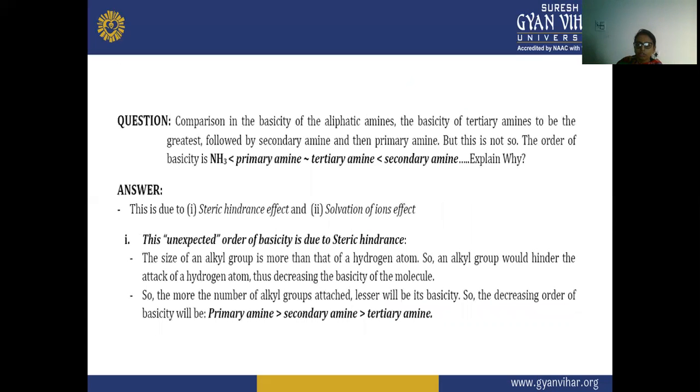Now the question arises: if we compare the basicity of the aliphatic amines, the order of basicity is not as expected. Why? It is due to steric hindrance and solvation. Firstly, this unexpected order of basicity is due to steric hindrance. As the size of the alkyl group is more than the hydrogen atom, the alkyl group hinders the attack of a hydrogen atom, thus decreasing the basicity of the molecule. The more alkyl groups attached, the lesser its basicity. So the decreasing order of basicity will be primary amine, secondary amine, and then tertiary.